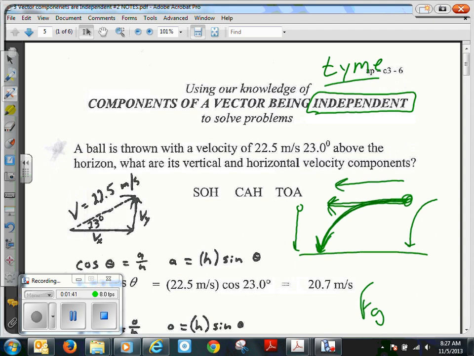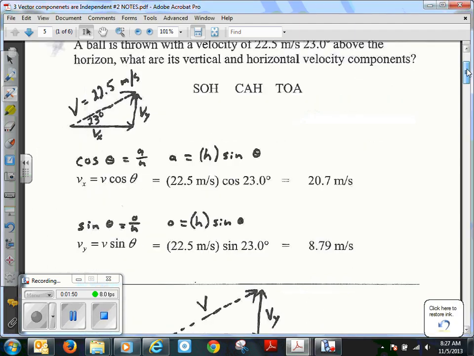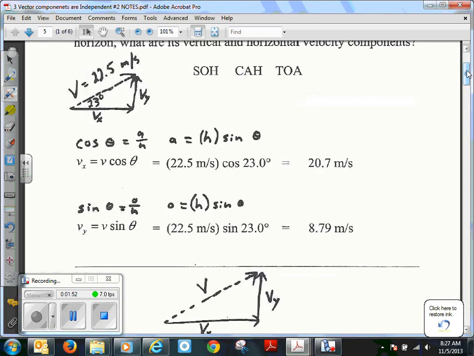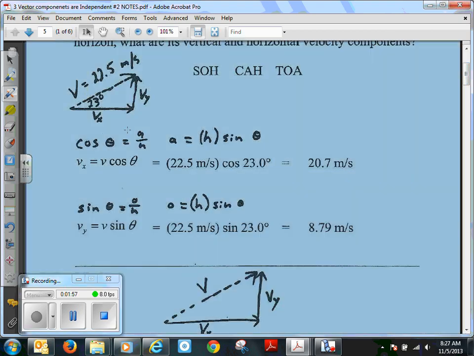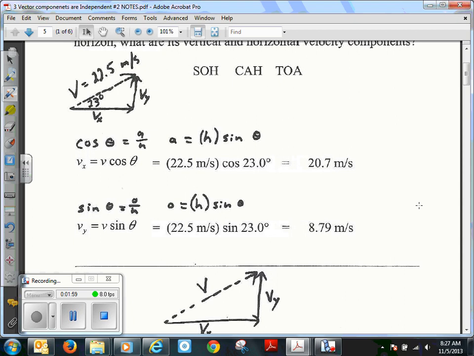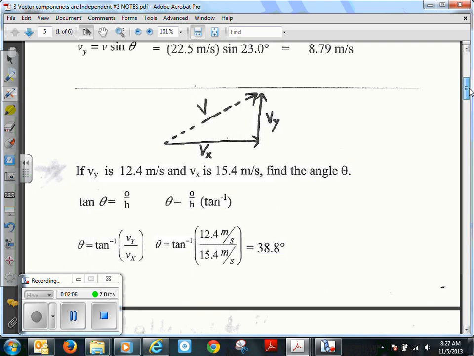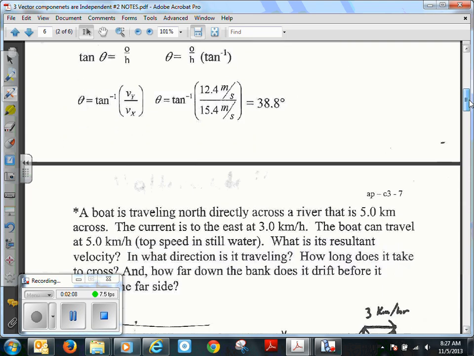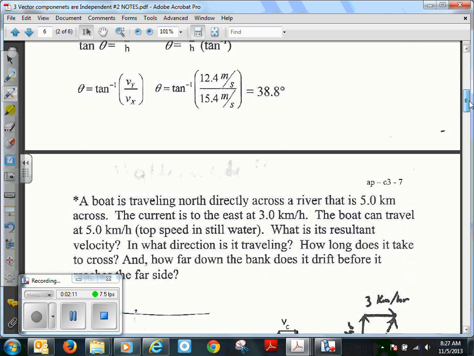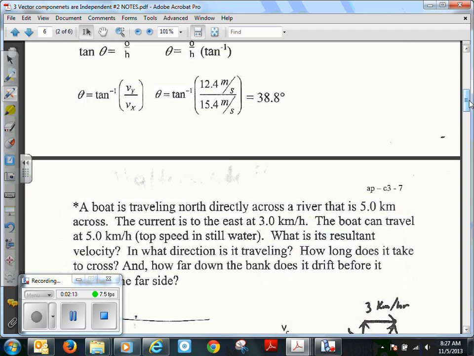A ball is thrown with a velocity of 22.5 meters per second, 23 degrees above the horizon. What are the vertical and horizontal components? That's just flat out review. You can do that pretty easily, right? Vertical, horizontal, those two components. Almost everybody already got A's on that in the test, okay? Kind of a little review for doing the angles. I'm sure you know how to do that. Let's see if we can do this problem here, though.